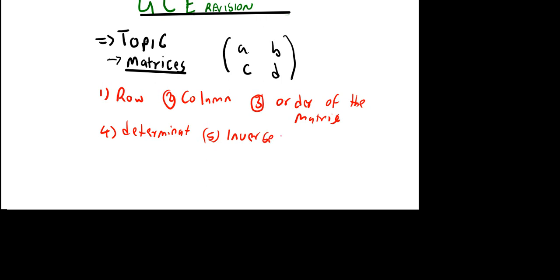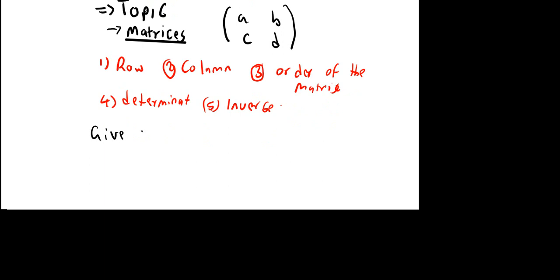Alright, with that being said, let me break down the matrix on top there. Given that matrix A is equal to, in open brackets, a, b, c, and d, like that. From this matrix, we are expected to know the row, the column, and the order of the matrix, and we're also supposed to determine the determinant as well as the inverse.